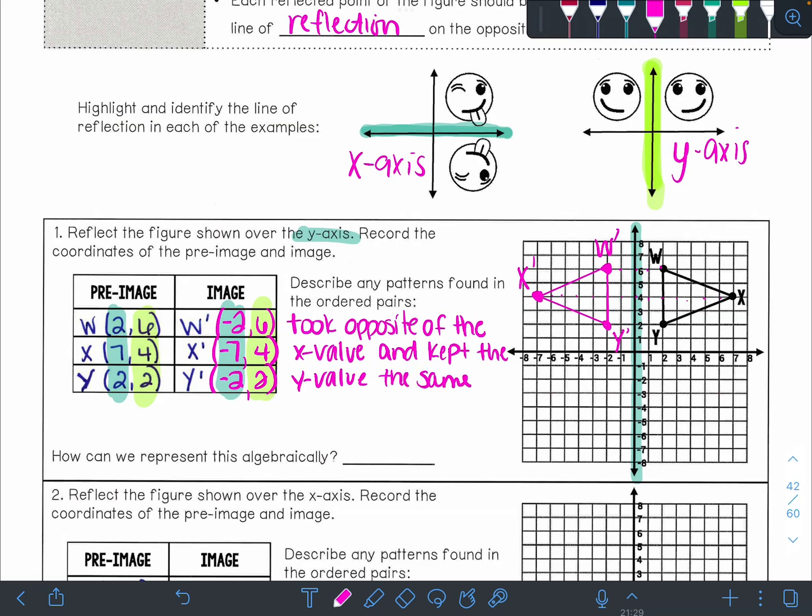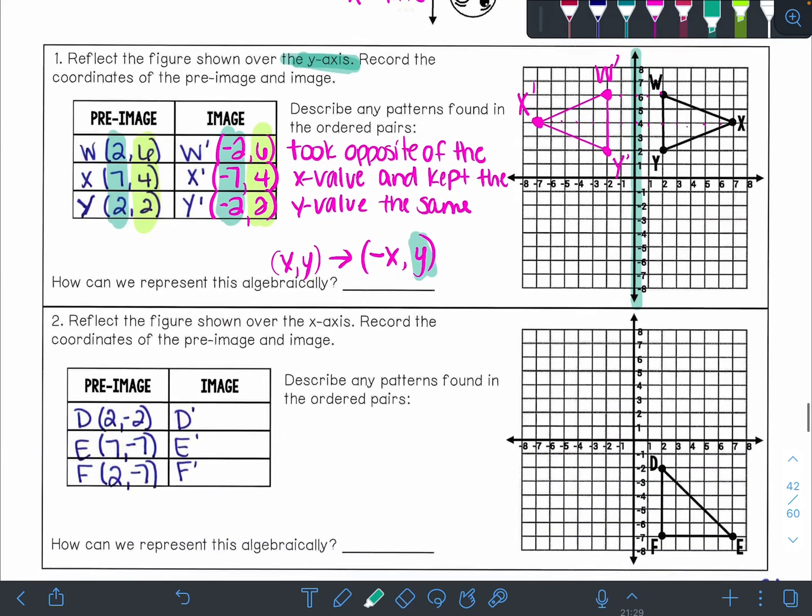So my rule algebraically, I would have (x, y) transforms to (-x, y). I took the opposite of my X value and I kept my Y the same because, again, I went over the Y axis, so my Y stays the same. Whichever axis I flip over is the ordered pair that stays the same.